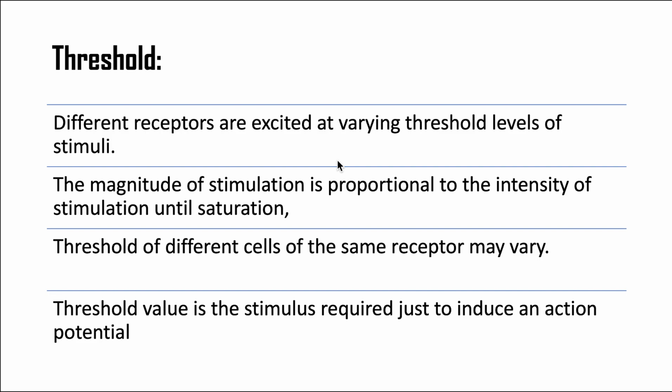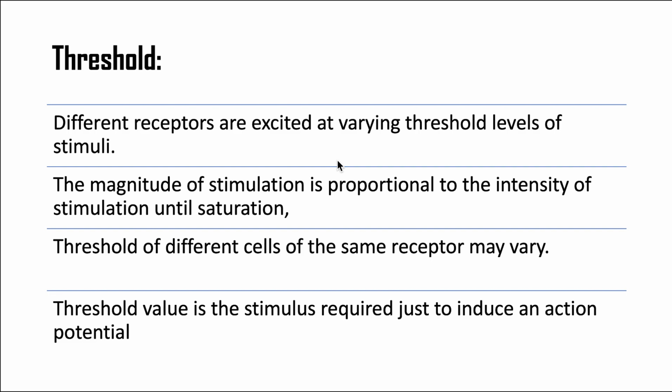So when it comes to this, the magnitude of stimulation of a receptor is directly proportional to the intensity of stimulation until saturation. In other words, until the threshold is exceeded, the magnitude of stimulation that the stimulus brings is directly proportional to the stimulation, which we are going to call the generator potential. And unless the generator potential exceeds the threshold, an action potential will not be fired.